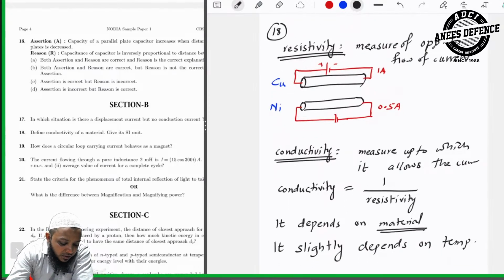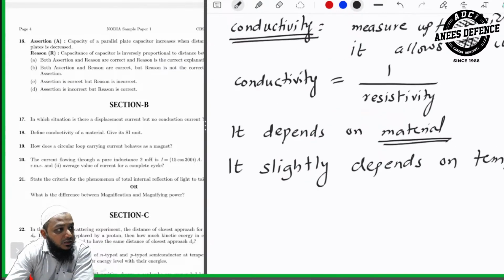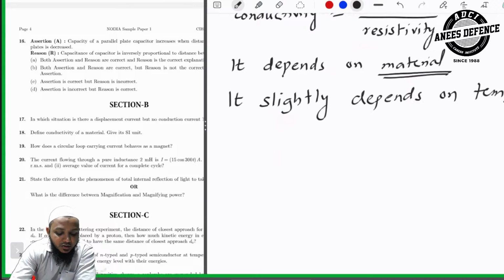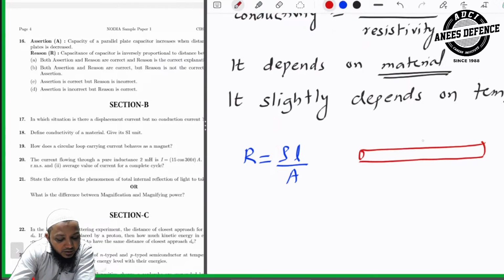So how can we define its unit? For defining the unit, let us define the unit of resistivity first. Then we will say that since the conductivity is 1 upon resistivity, the unit will be reverse. So pay attention. Do you know this formula? R is equal to rho L by A, resistance of a wire. Consider this is a wire having length L and cross section area A.